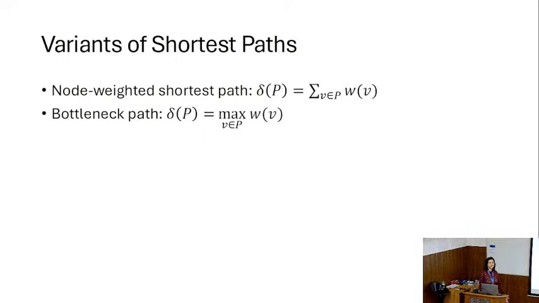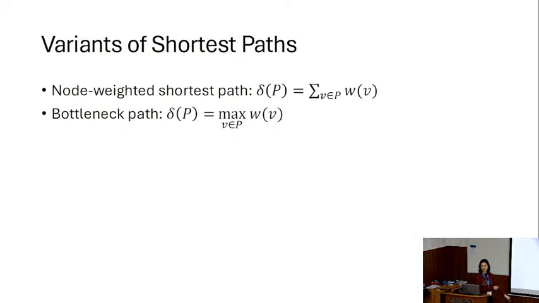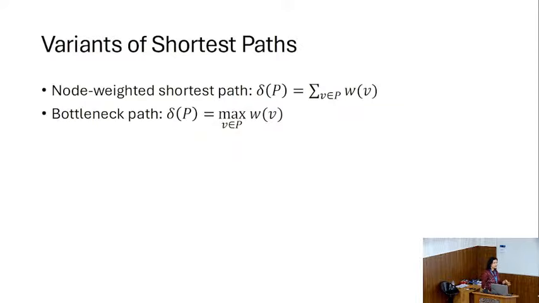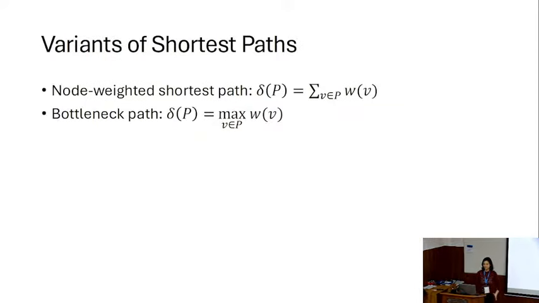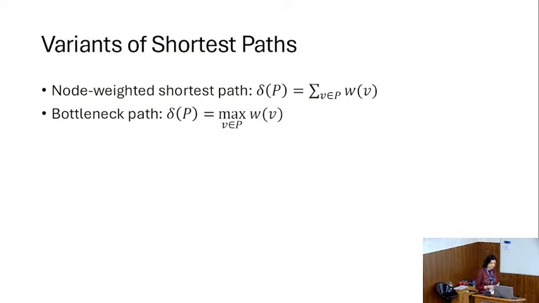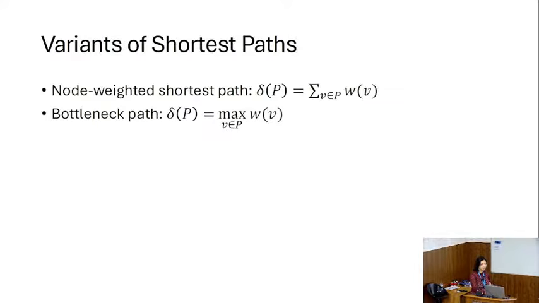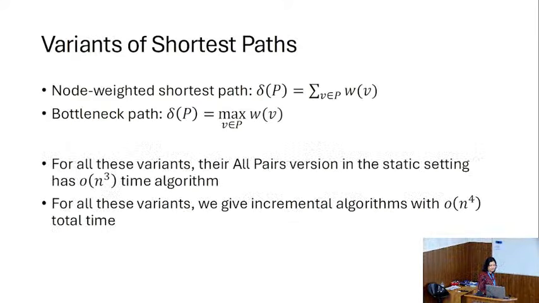So for all-pair shortest path, you have min-plus matrix multiplication. For node-weighted and bottleneck path, you have different variants of matrix multiplication, and those you can compute in time better than n cube. So we tried to look at node-weighted shortest path and bottleneck path and see what can be said about these problems in the dynamic setting.